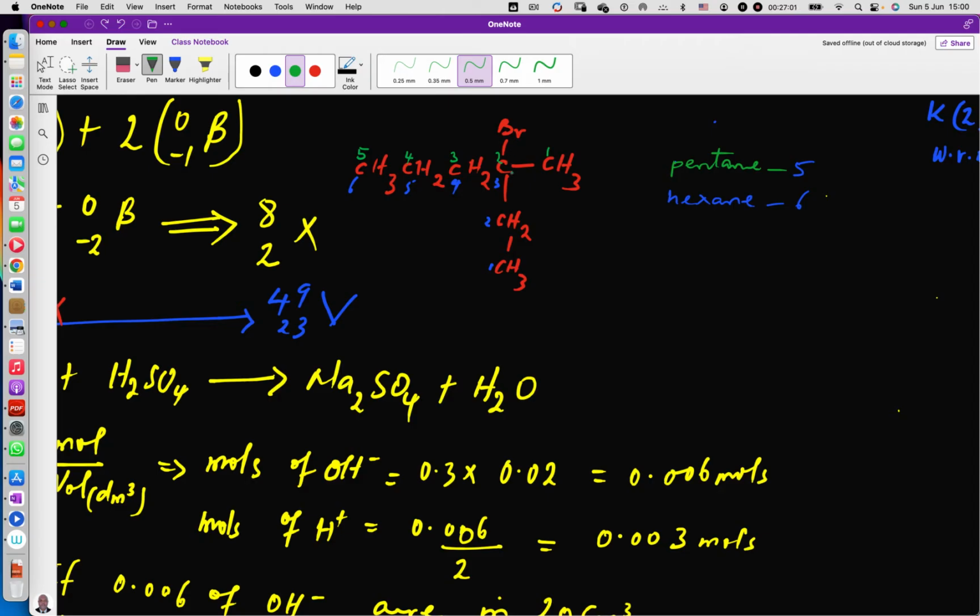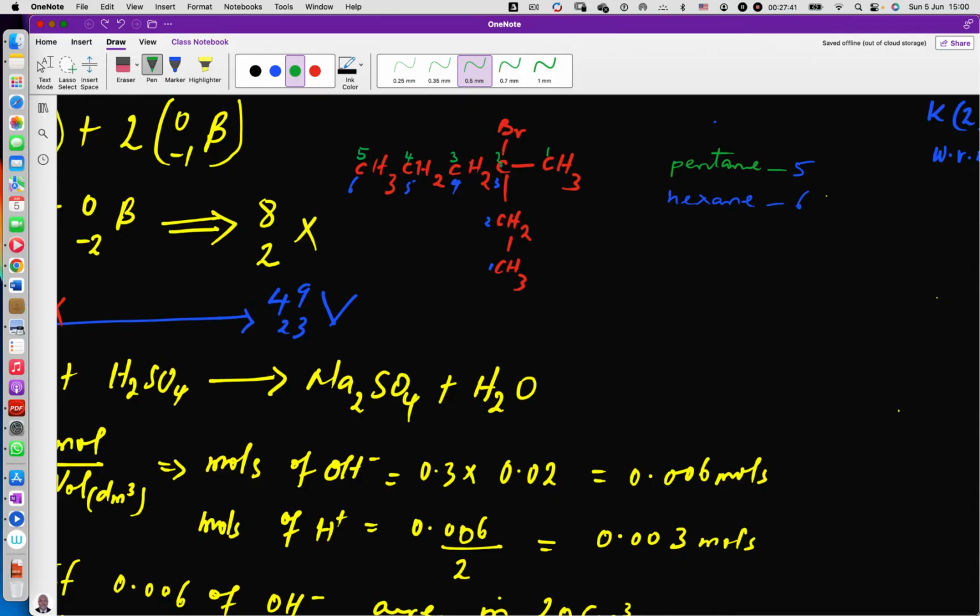Now, according to the IUPAC system of nomenclature, priority is given to halogens. So we will give priority to bromine first before going to the methyl group. We now say the position is 3, so 3 bromo. Then we go to the methyl group: 3 methyl. 3 bromo, 3 methyl. Our parent name is hexane. 3 bromo, 3 methyl hexane.